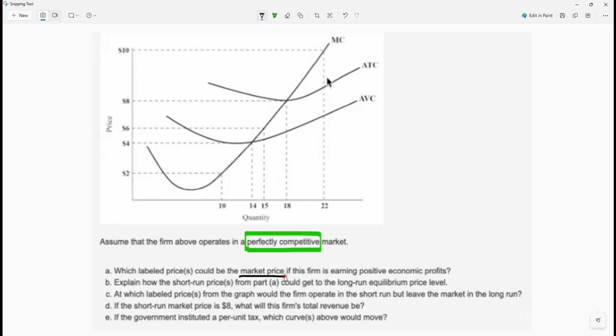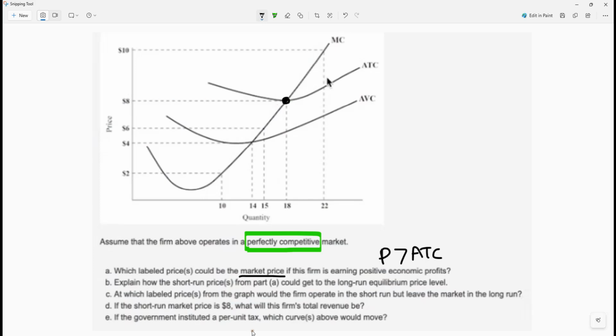First question says, what's the market price if the firm's earning positive economic profit? So you're always earning positive economic profit if your price is higher than your average total cost. So if price is higher than average total cost, you're making a profit. So we want to just look for where the minimum of average total cost is. So this would be this minimum right here. That's sometimes known as the break-even point. So the minimum of average total cost, or the point where marginal cost equals average total cost. That always happens at the minimum. That's going to be the break-even price.